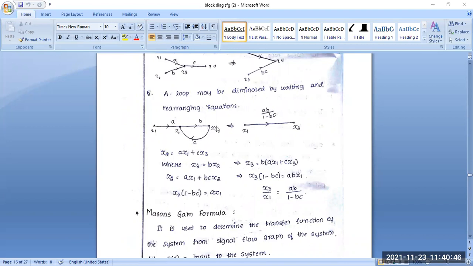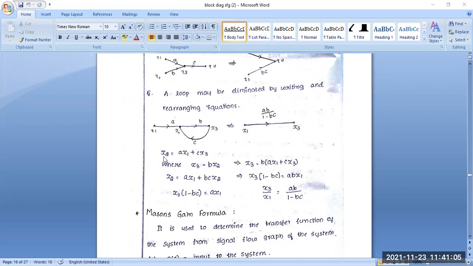And this x3 is also connected to bx2, because this x3 is connected to this loop and another loop also. So this is the one where loop gain b is present. So we have to retain x3, that is equal to bx2. This is x2. Okay. So now we have to put this x3 equal to bx2 in this equation.